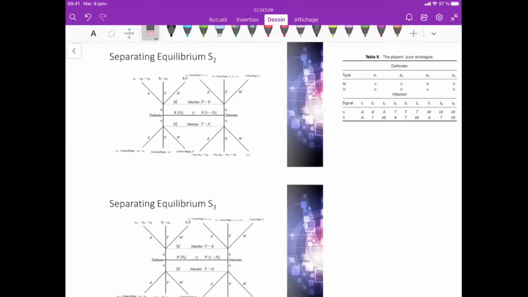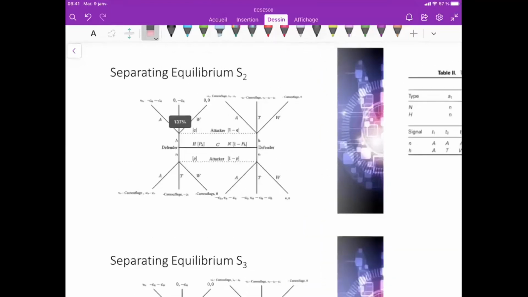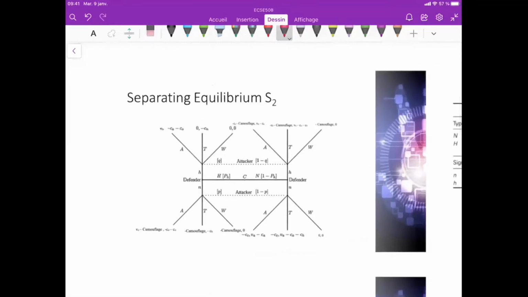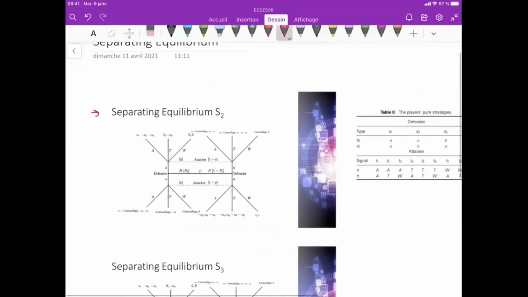We'll first look at two pure strategies: first separating and then pooling equilibria. In order to consider the existence of a separating equilibrium, we first look at the possible equilibrium involving S2. By definition of S2, we can see from here that whenever there's a normal system, the defender will signal it as being normal, and whenever she has a honeypot, she will signal the system as being a honeypot as well.